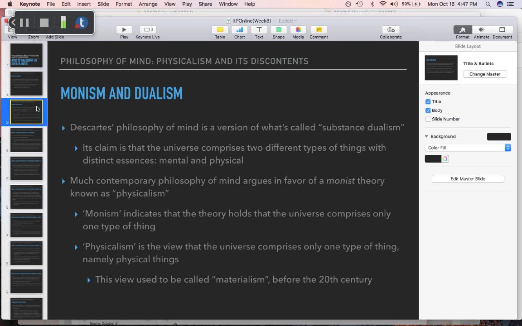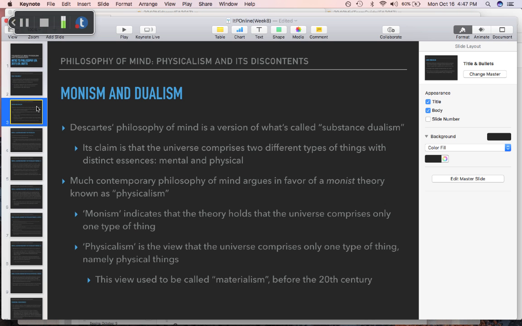So, as I've said, Descartes' philosophy of mind is a dualism. It's a substance dualism. It says that the universe is made of two different types of thing. These things are distinct from each other, and to give a complete explanation of the universe, you need to account for both of these things and their distinct properties. There's mental stuff and physical stuff, according to Descartes.